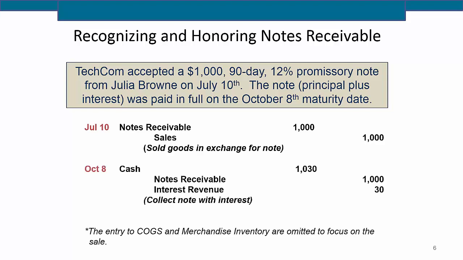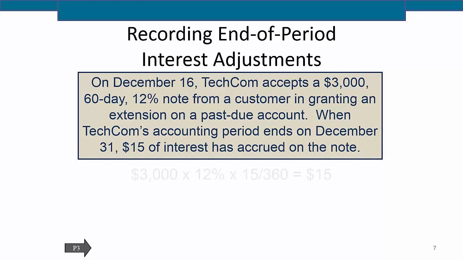At maturity, the maker of the note usually honors the note and pays it in full. TechCom receives cash of $1,030 in repayment of the original note amount of $1,000, plus they receive $30 of interest revenue. The balance in notes receivable is reduced to zero with a credit, and interest revenue is recorded with a credit of $30. Interest revenue, also called interest earned, is reported on the income statement. Now for a new scenario.